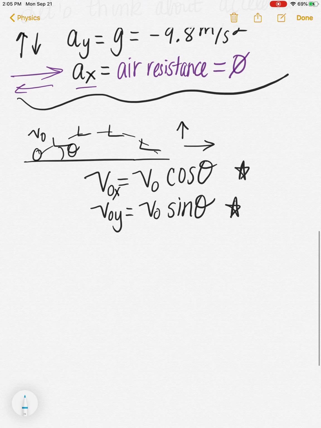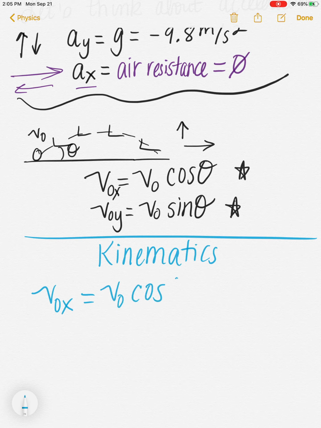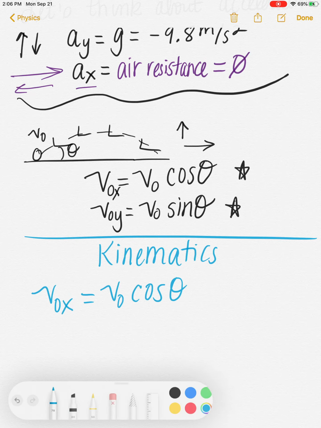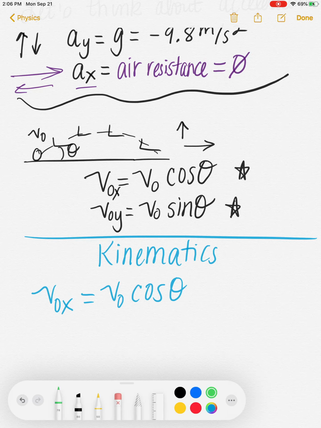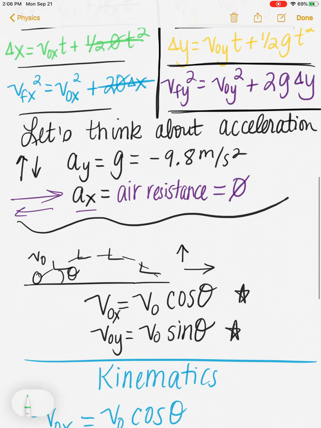So if we were going to take those and rewrite them, these are the equations that I would write on your equations sheet for kinematics. The first main equations are how to resolve the initial velocity in total into the x and the y components. So initial x velocity is equal to the total initial velocity times cosine of theta. Initial y velocity is equal to the total initial velocity times sine theta.